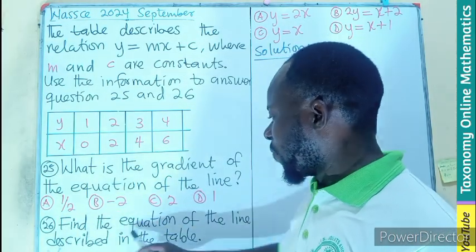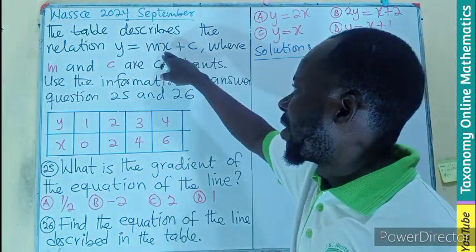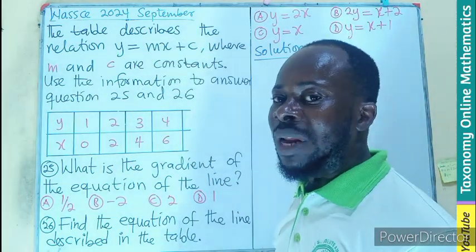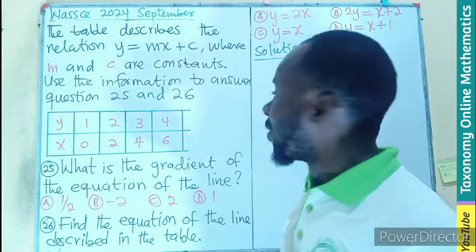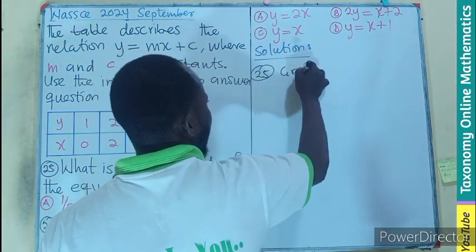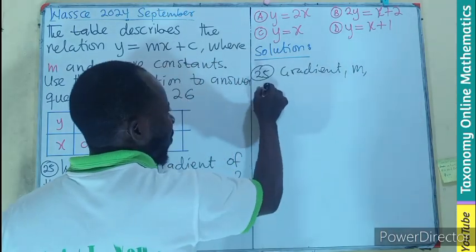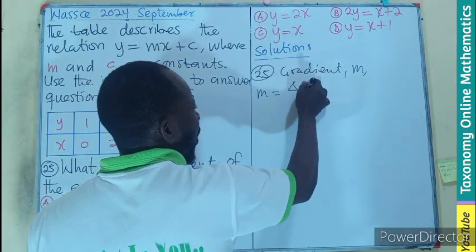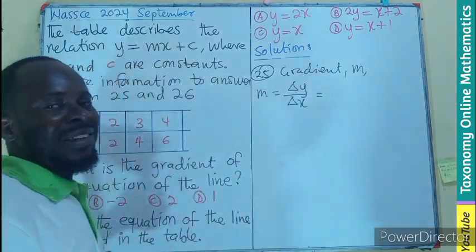Then in question 26, we have to find the equation of the line that will be describing y = mx + c. Now, we know how to find gradient. In order to find question 25, we know gradient, m, is the change on the y-axis over the change on the x-axis.